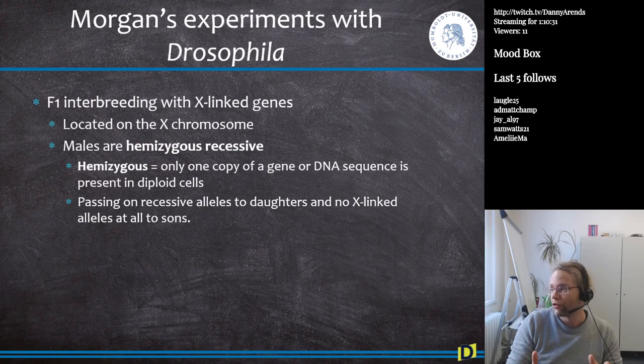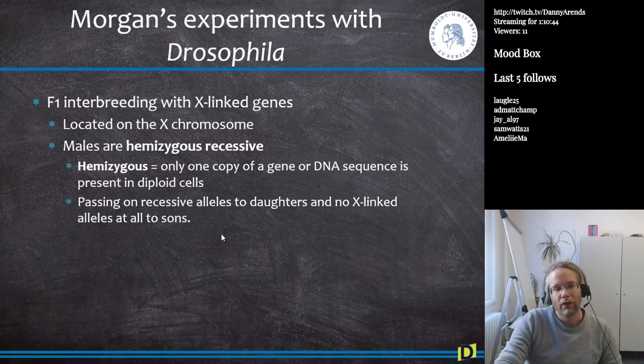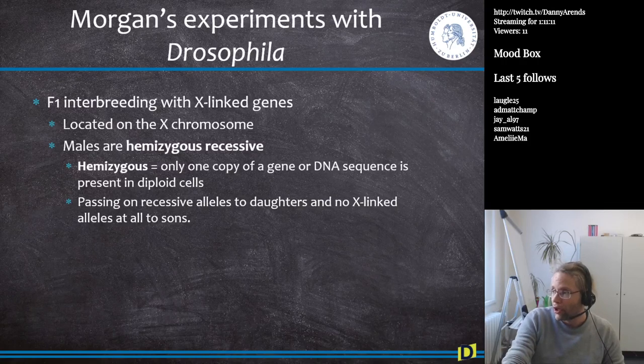So we call this hemizygous. Hemizygous means that you are a diploid organism, so you have two copies of normal genes, but as a male, in this case, you have only one copy. Hemizygous recessive means that you always pass on the recessive allele to daughters and no X-linked alleles to your son. This is very important when we talk about phenotype-causing diseases that are linked to the X chromosome. Because as a male, you only have one X chromosome, so if you get a copy of a gene which is broken, then of course you will always transfer this broken copy to your daughter, but you won't to your son, because your son gets the Y chromosome and your daughter always gets your X chromosome.